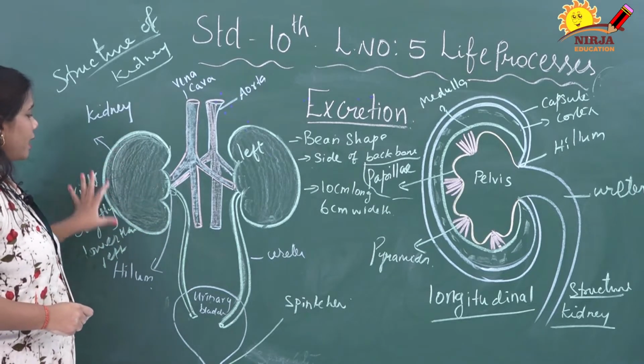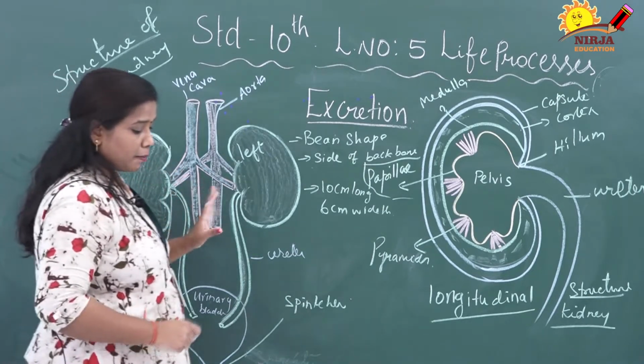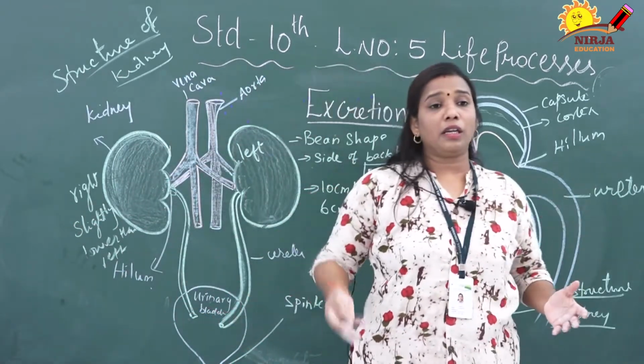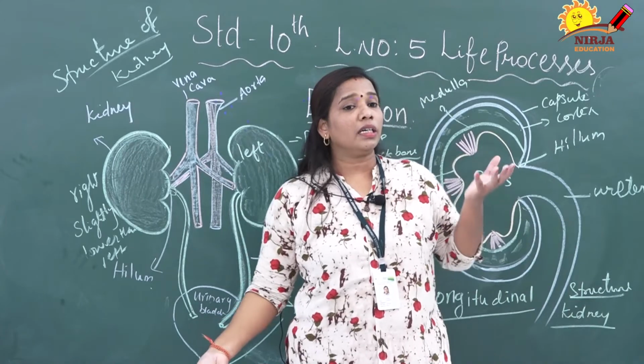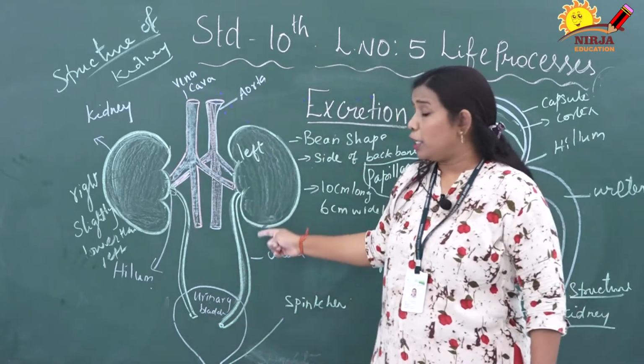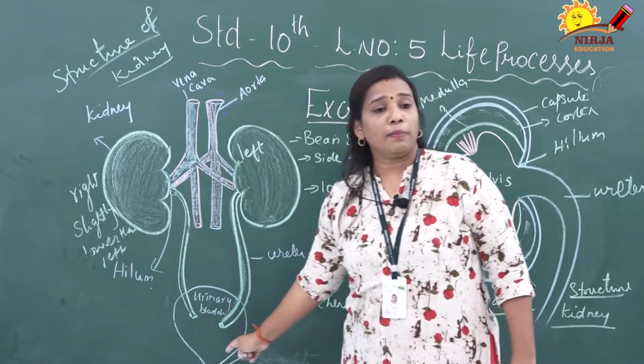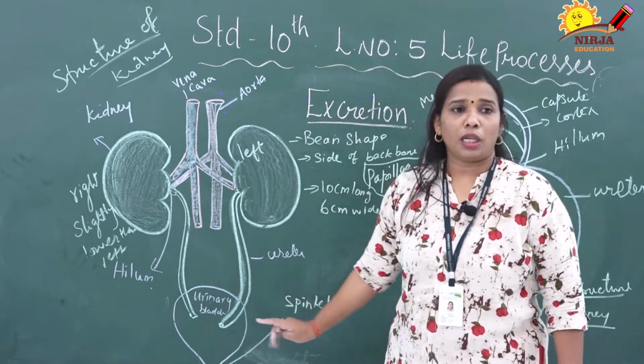Clear? So, again I say that the kidney is present on either side of the backbone. There is a right kidney and a left kidney. The right kidney is lower than the left one. It is connected by a tube that is called ureter. Ureter joins the urinary bladder. Urinary bladder opens outside through the urethra.